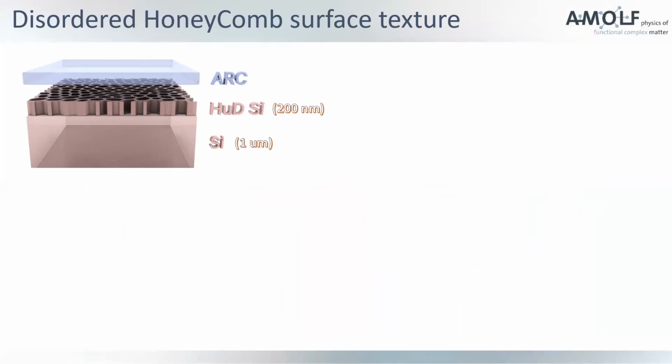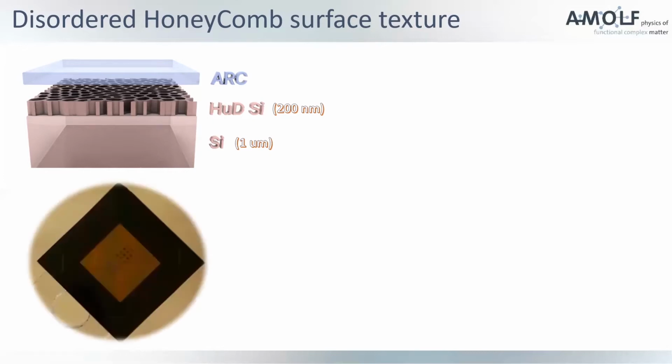The disordered honeycomb structure here is what I'm introducing as the solution for that problem. This structure is optimized to trap the light into 1 micron silicon. You can see the etching is 200 nanometers deep for the 1 micron silicon, and we also have an anti-reflection coating. We have fabricated these structures on 1 micron silicon, which you can see in the middle. You can see that it's kind of transparent, and you can also see the darker areas where these structures have been fabricated.